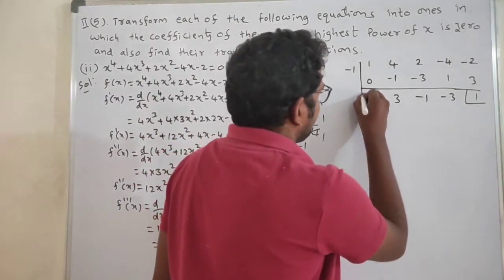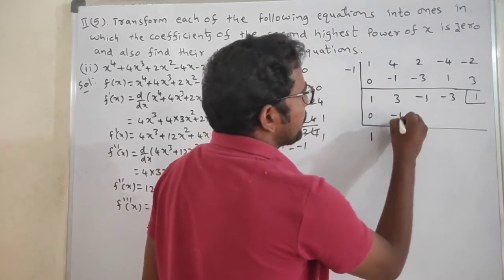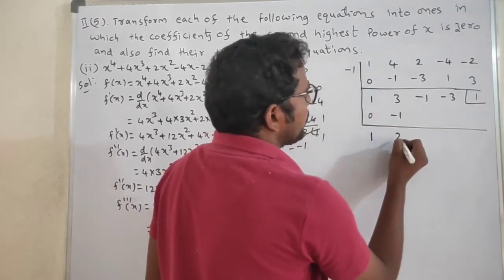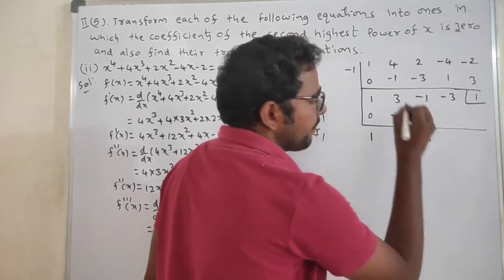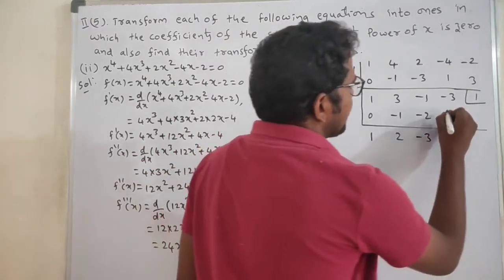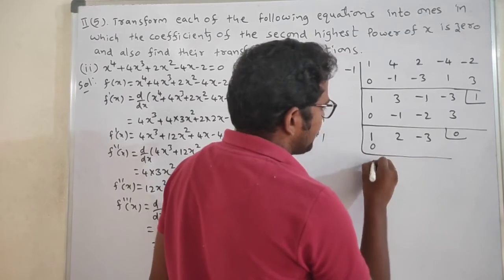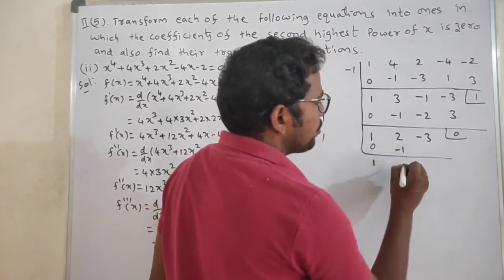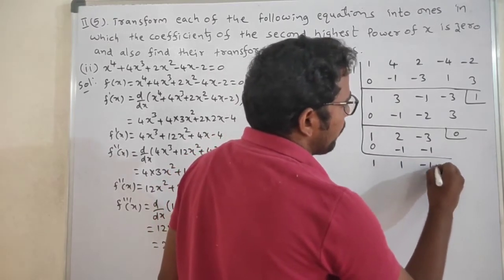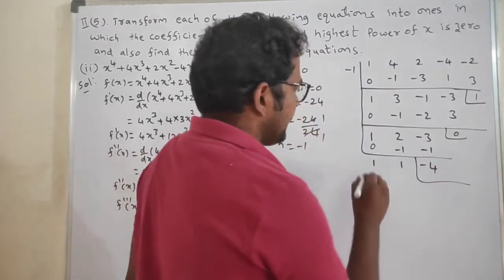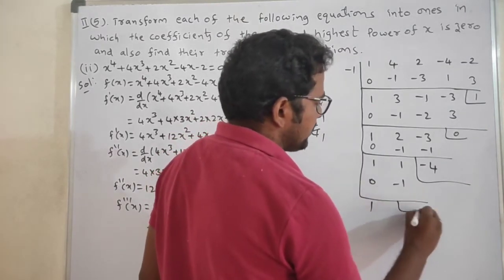Next. 0, 1 plus 0, 1. Minus 1 into 1, minus 1. 3 minus 1, 2. Minus 1 into 2, minus 2. Minus 1 into minus 2, minus 3. Minus 1 into minus 3, plus 3. Minus 3 plus 3, 0. Next. 0, 1 plus 0, 1. Minus 1 into 1, minus 1. 2 minus 1, 1. Minus 1 into 1, minus 1. Minus 3 minus 1, minus 4. Next. 0, 1. 1 into minus 1, minus 1, 0.